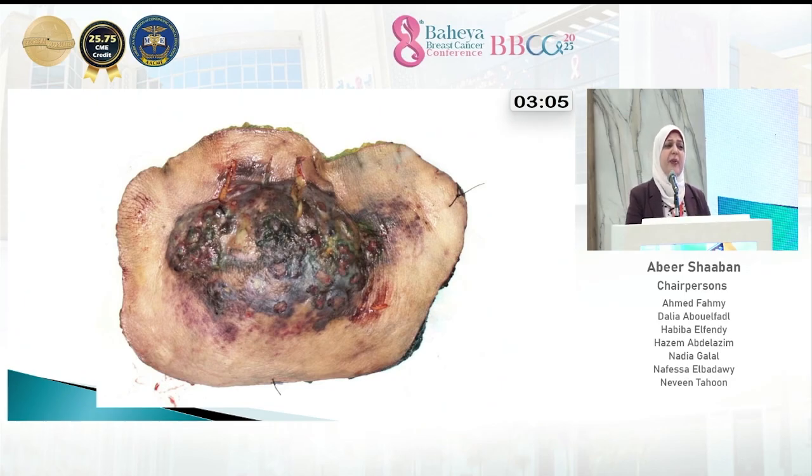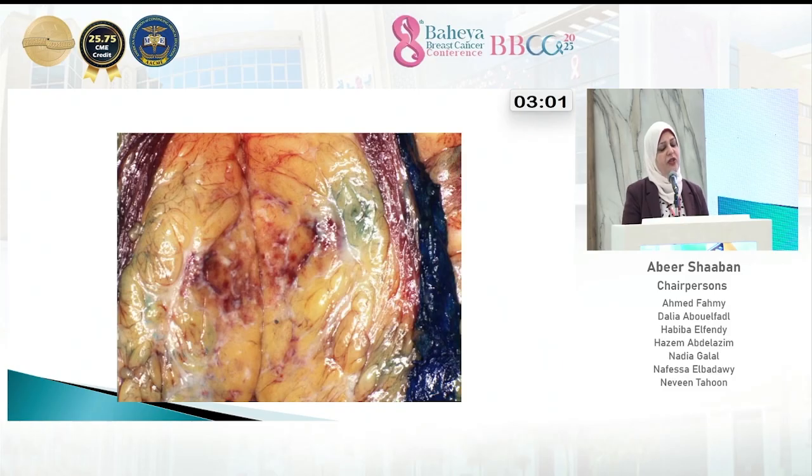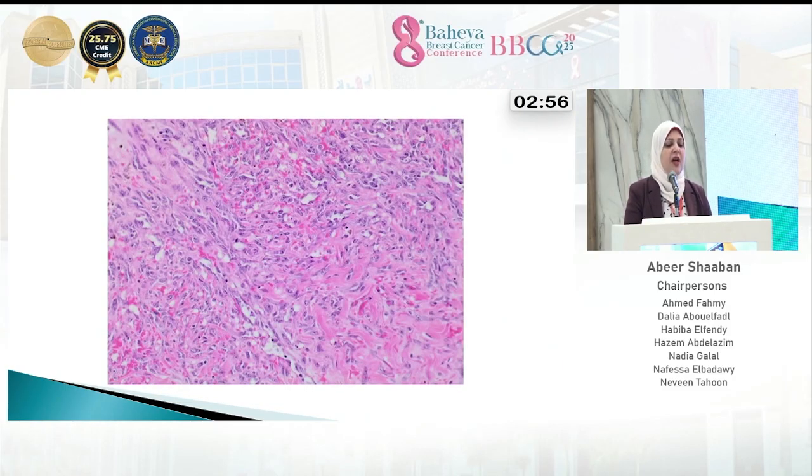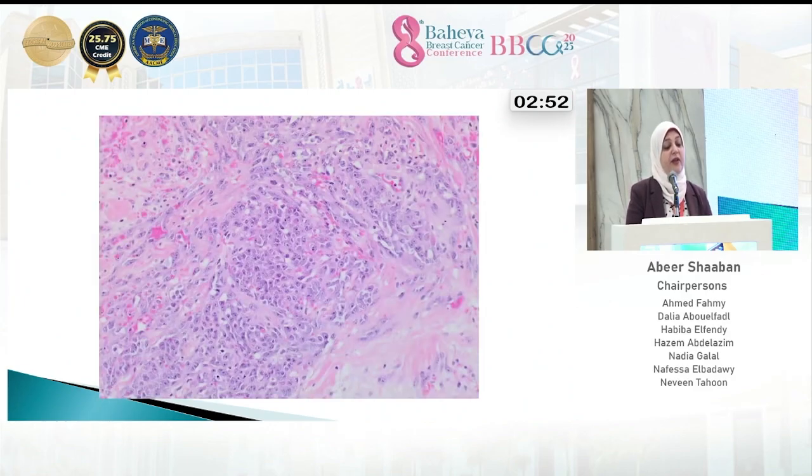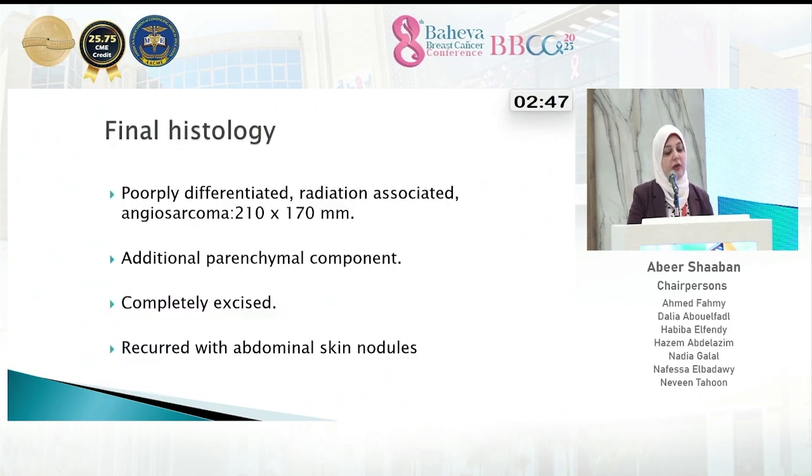Obviously horrible for the patient, delayed diagnosis, and she had a big radiation-associated angiosarcoma extending deep in the breast. In some areas, you could see the vascular nature of the lesion, but in other areas, it was just solid. You couldn't tell that this was a vascular lesion. So poorly differentiated, and it was a huge malignancy, completely excised, but unfortunately recurred very quickly as an abdominal skin nodule. So delay in the diagnosis can be a problem.